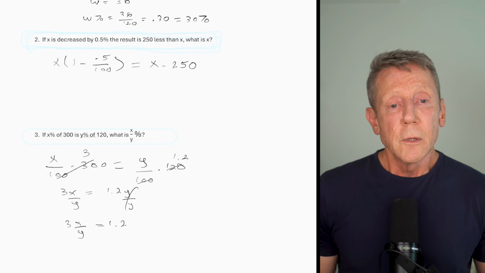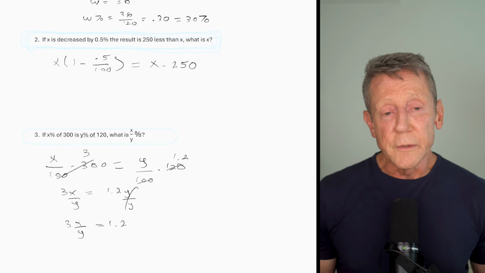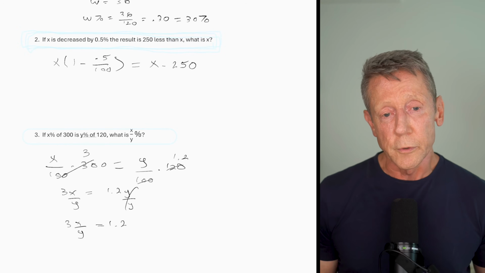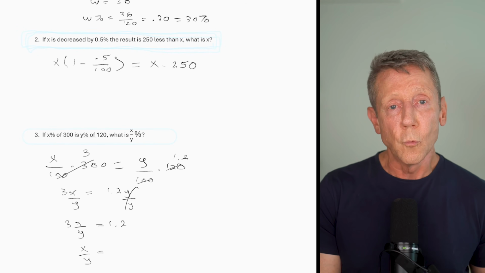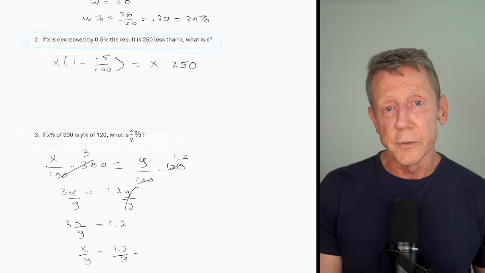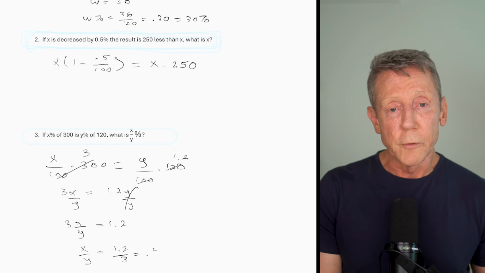And that's it. And then at this point, it's pretty clear we just need to isolate the x over y. So we're going to divide both sides by 3. So we get x over y equals 1.2 over 3. And if we divide that out on a calculator, we get 0.40, which is 40%.